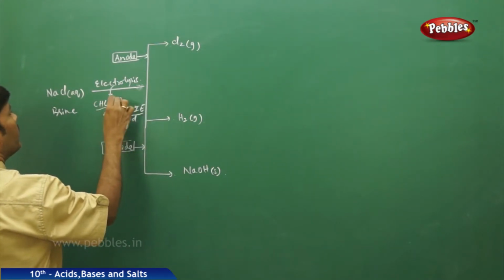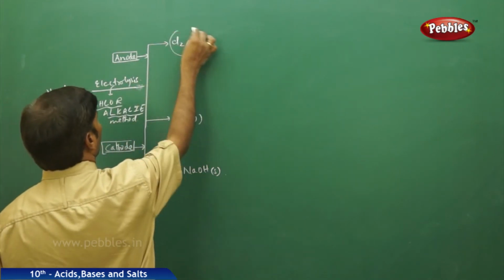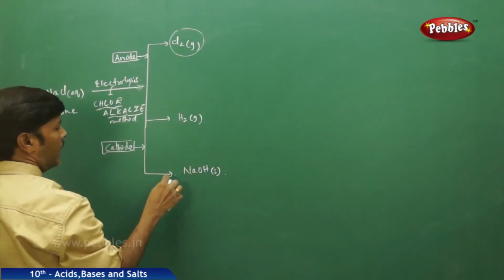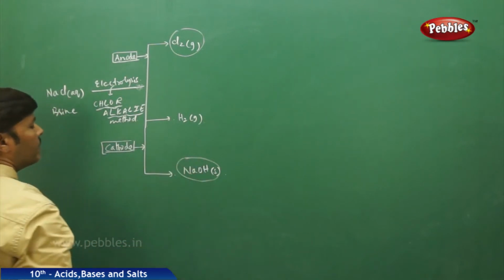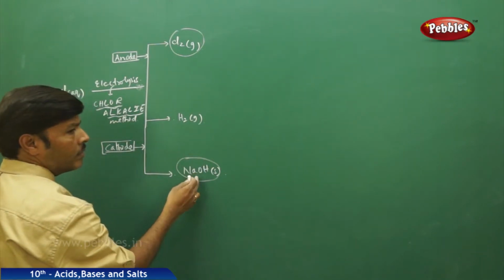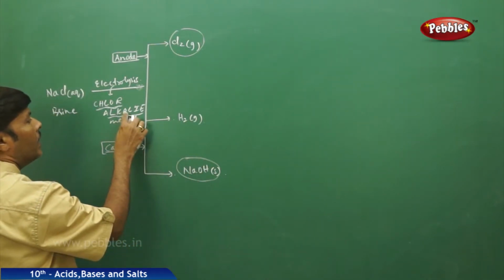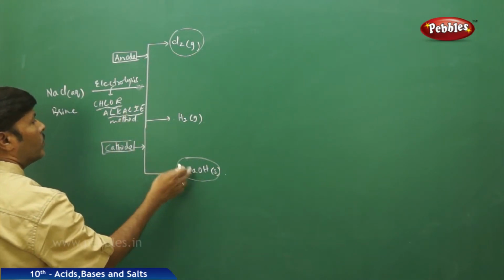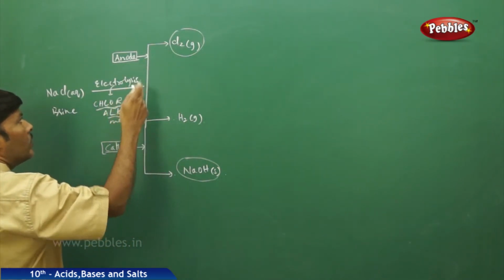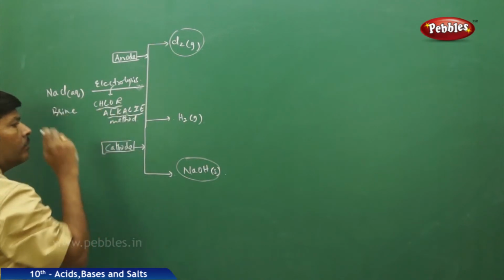Why is it called the chlor-alkali method? Because at the anode we obtain chlorine, that's why chlor. At the cathode we obtain a base. Bases are alkaline in nature, that's why alkali. Base is obtained at the cathode, chlorine at the anode, therefore chlor-alkali method.